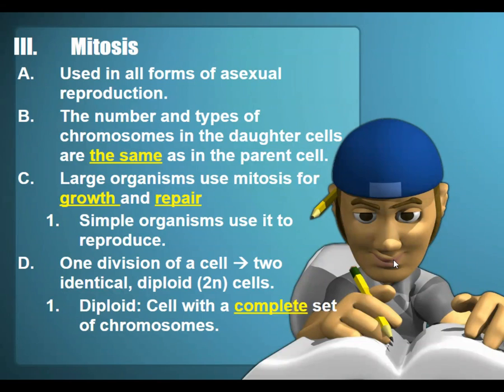One division of a cell is going to produce 2 identical diploid 2N cells. Remember, diploid is describing a cell that has 2 sets of chromosomes. That's what di means. Di means 2. So these cells are all going to be diploid. They're going to have 2 sets of chromosomes. In diploid, like I said, they're defining it there for you. It's a cell with a complete set of chromosomes.